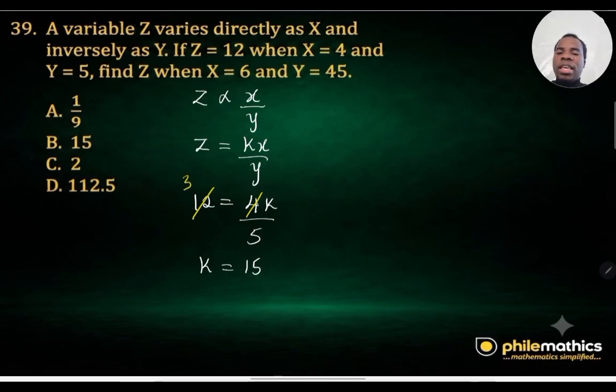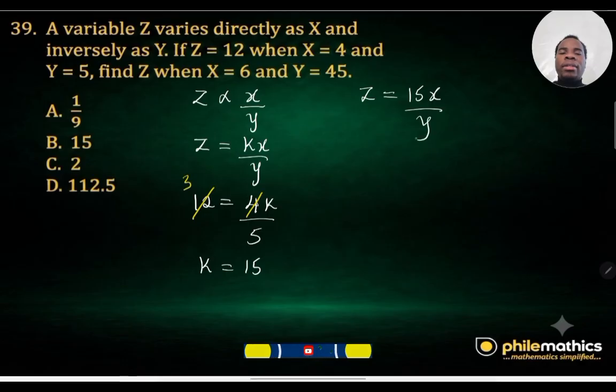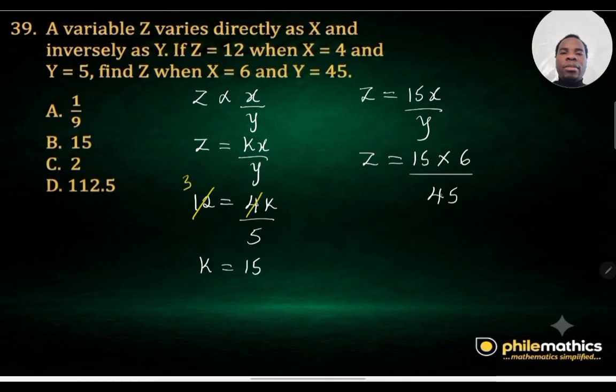Since we have gotten what k is, we write our relationship z as 15x over y. We are then given x as 6 and y as 45 to look for z. We simply substitute 15 times x, which is 6, over y, which is 45.